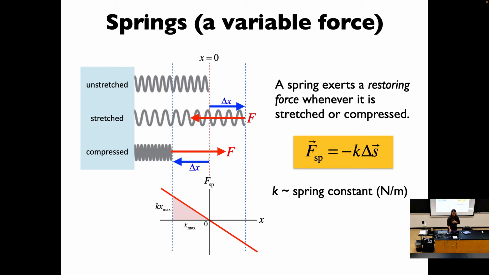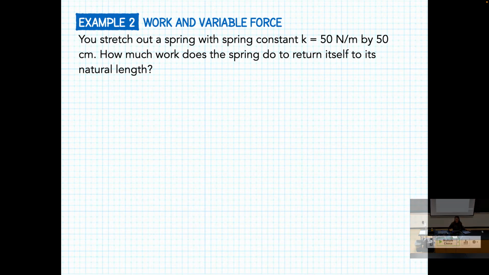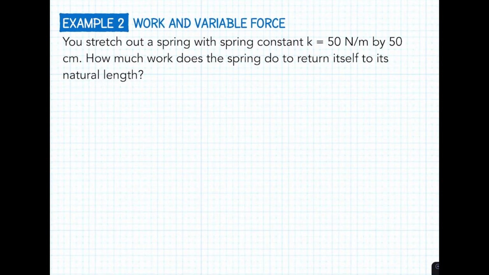So we'll get to that in a second, but let's try doing this as an integral, which is fun. I know I promised you less integrals, but I was wrong. This chapter has a couple, but they're mostly derivations and you don't have to do them yourself. So you stretch out a spring with constant k equals 50 newtons per meter. That's our spring constant. And by 50 centimeters, we want to know how much work the spring does to return itself to its natural length.